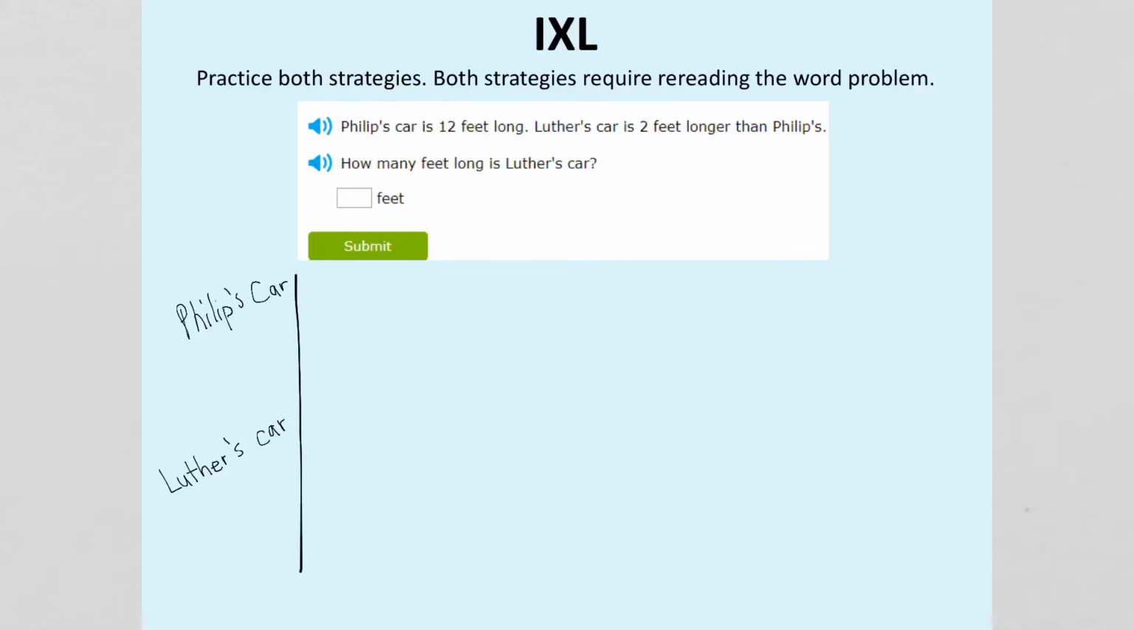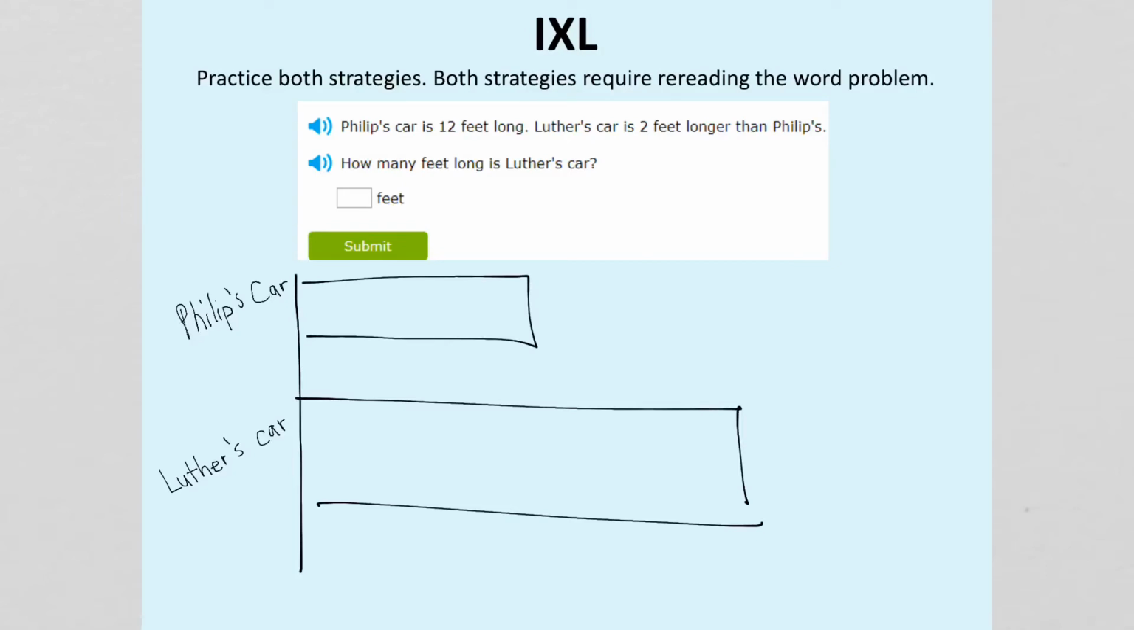Great, I hope you had time. Did you label Philip's car and Luther's car? Did you reread to figure out whose car was longer? Did you figure out that Luther's car was longer than Philip's car? So your bar should show that Luther's car is longer than Philip's car.